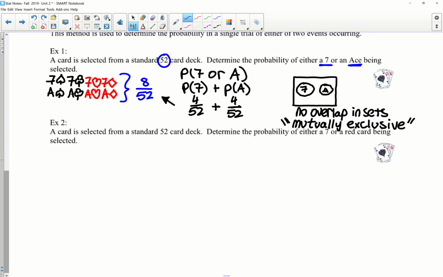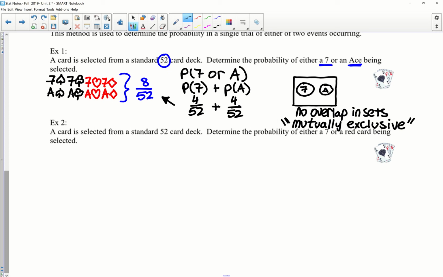So, a card is selected from a standard 52 card deck. This is a copy paste job, you can see that. That's my preamble for pretty much every card question, just to give you reassurance that it's not going to be a trick question. It's a standard 52 card deck, right?